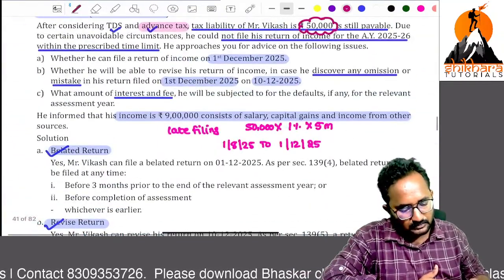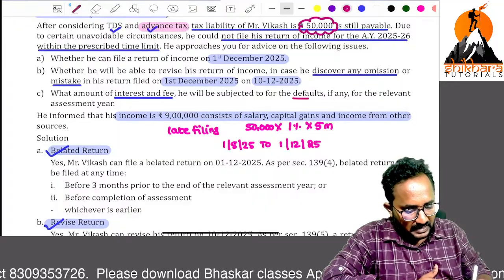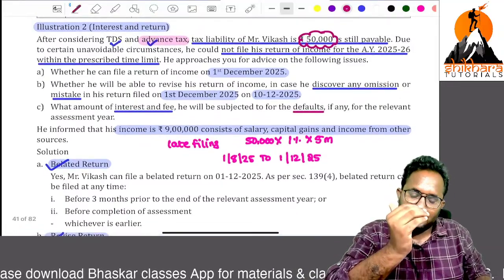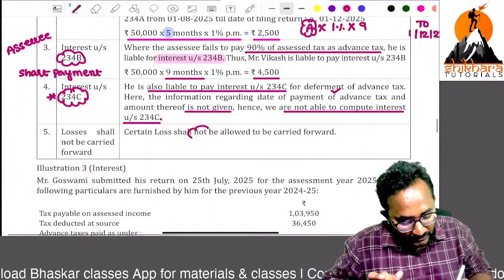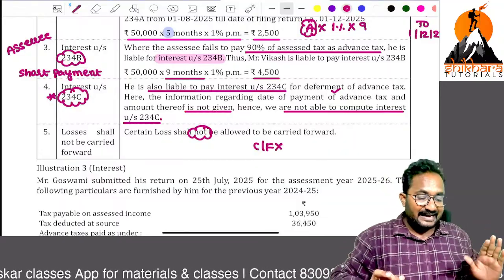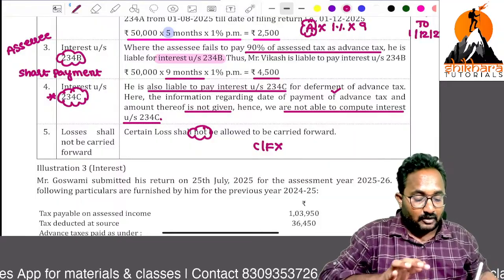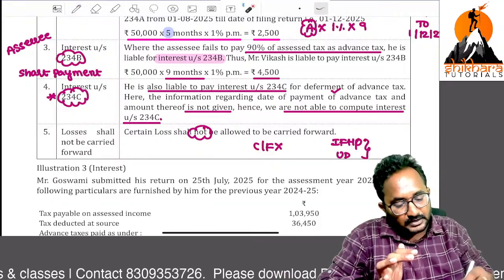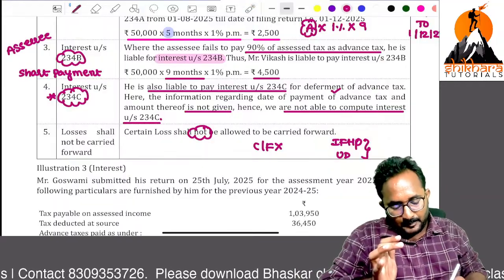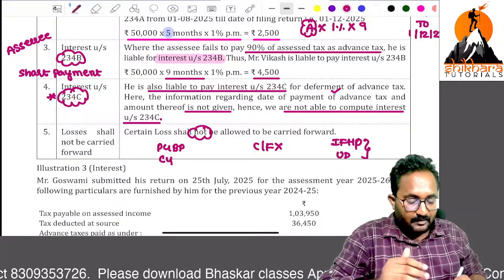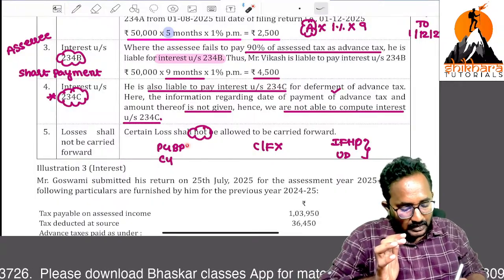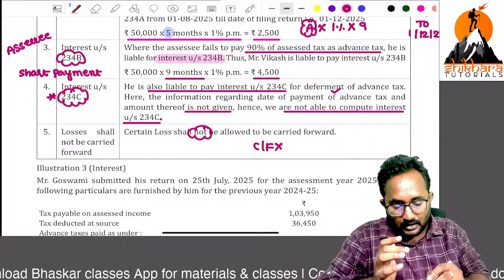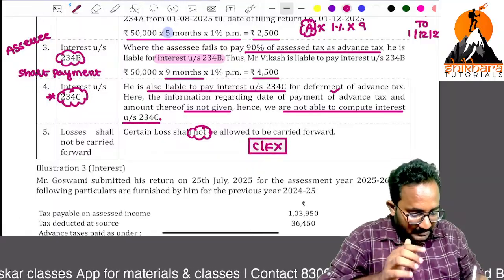Next, they are asking one more thing. Here he filed the return late, after the due date. That's why if he has any losses, these losses shall not be carried forward to the next years. But two losses he can carry forward: income from house property and unabsorbed depreciation. Even though he filed the loss return after the due date, it is okay. But what about PCBP losses and capital gain losses? If he wants to carry forward, definitely the loss return should be filed within the due date. But in this case, they filed the return of income after the due date. That's why losses shall not be allowed to carry forward. That impact also they have written.